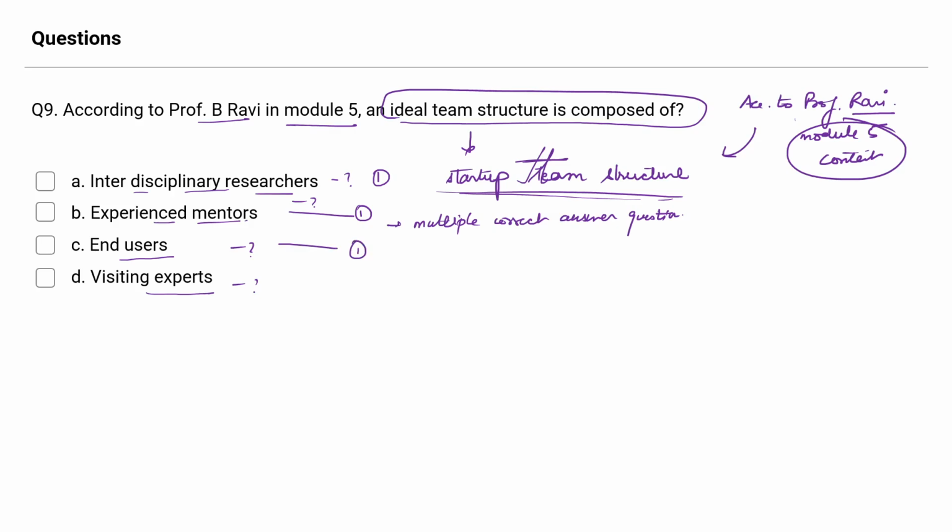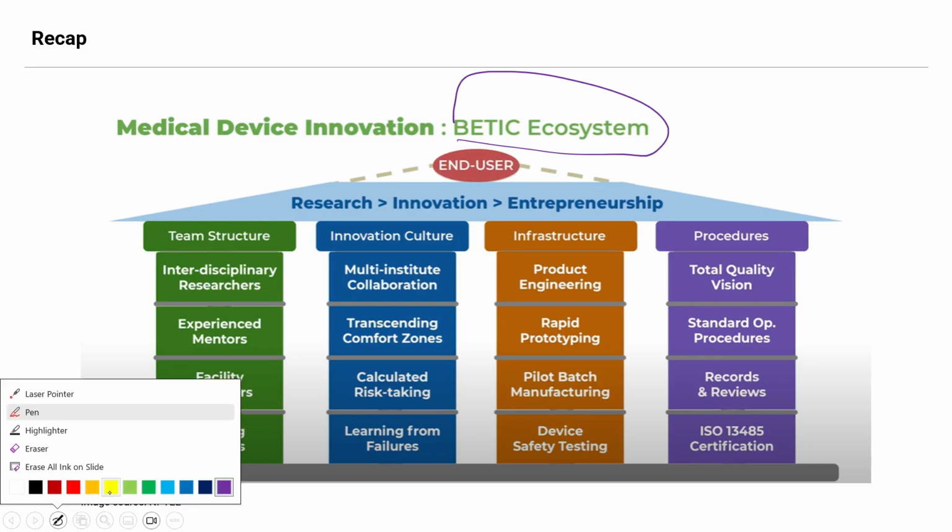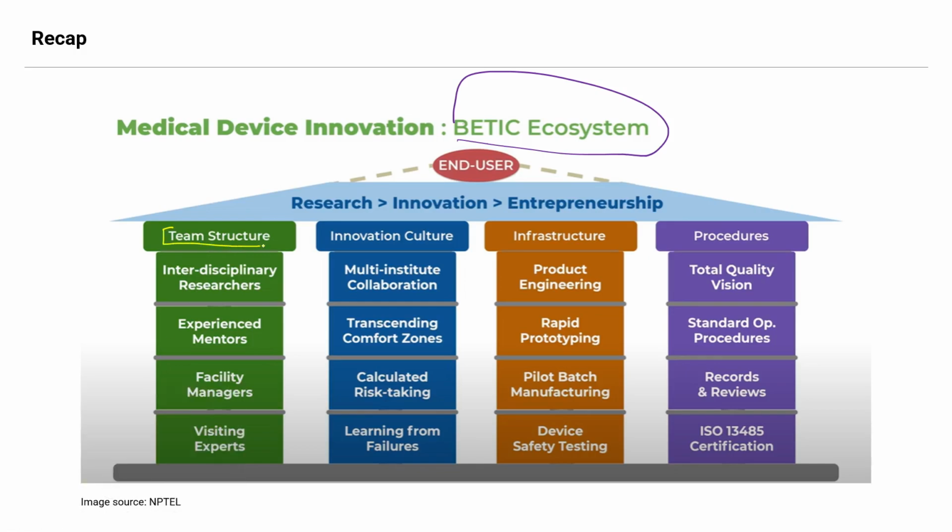Let's see the screen validation. So this was the Betic ecosystem, right? And the ecosystem, one of the column head states team structure. If you see here, this is the team structure, and it is composed of interdisciplinary researchers, experienced mentors, facility managers, and visiting experts. Okay. Now, according to it, end users are not a part of team structure. It includes researchers, mentors, facility managers, and visiting experts.